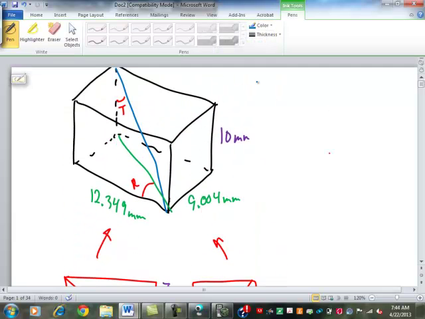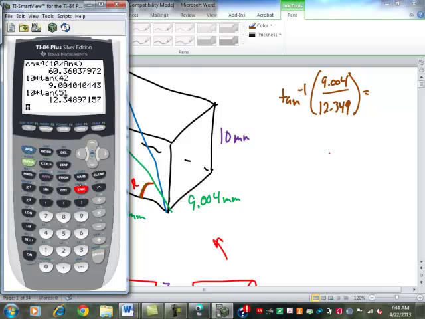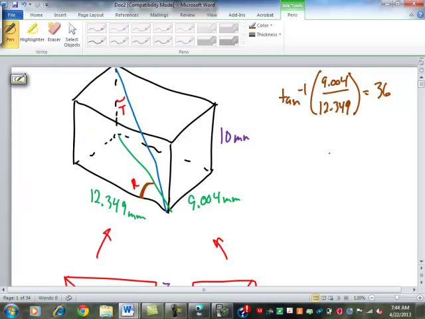So now my angle of rotation, this angle here, is the inverse tangent of 9.004 over 12.349, which will be 36.10 degrees. So that's my angle of rotation.